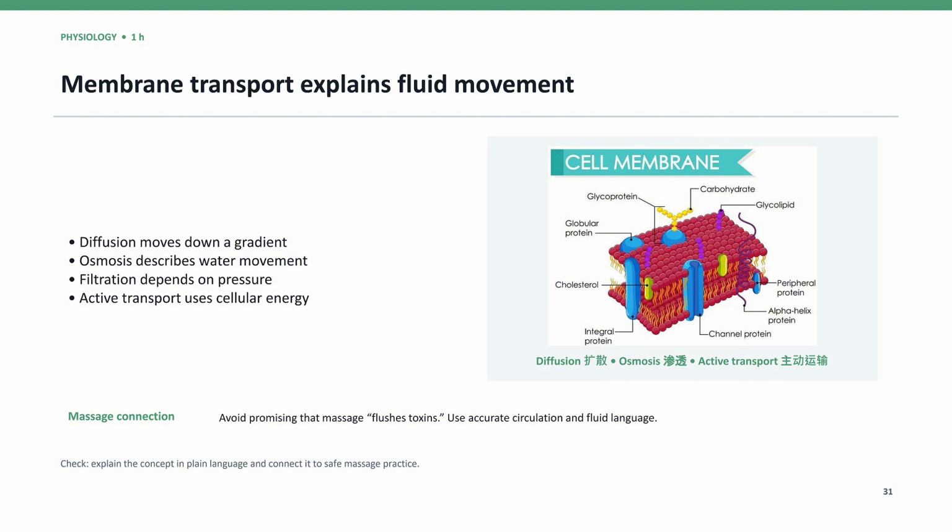Massage can temporarily influence local pressure, fluid movement, and sensory input. However, we should avoid saying that massage pushes toxins out of cells. That claim is not physiologically accurate.